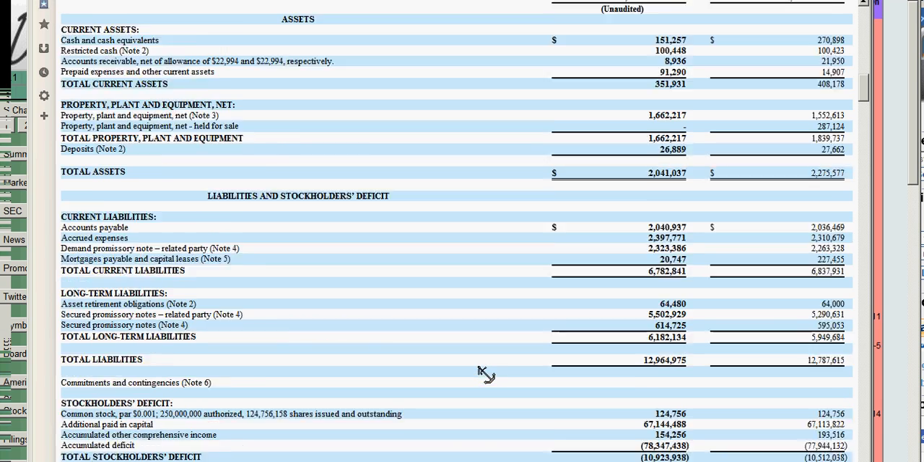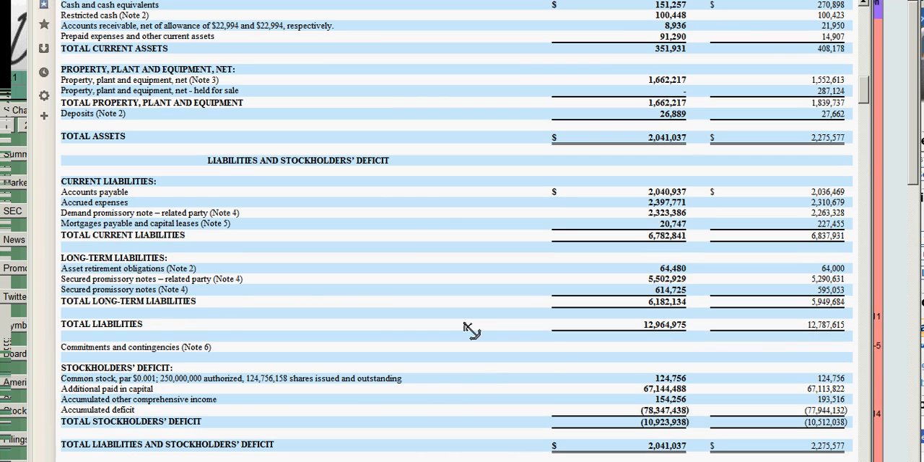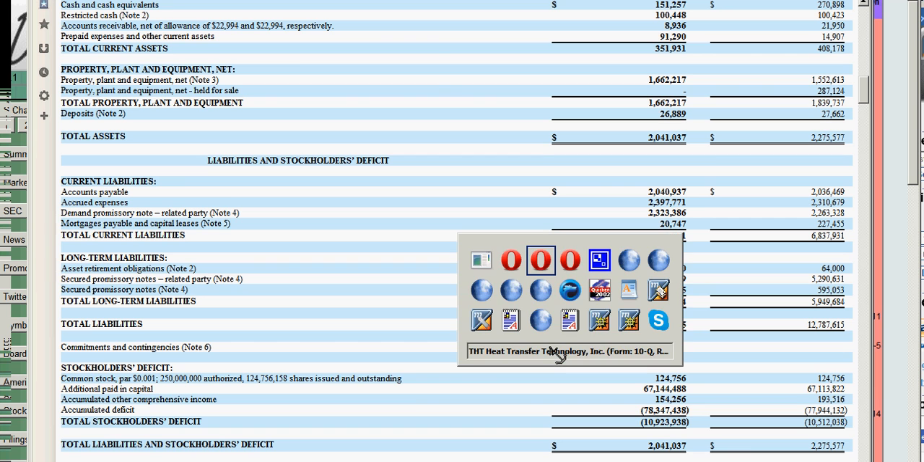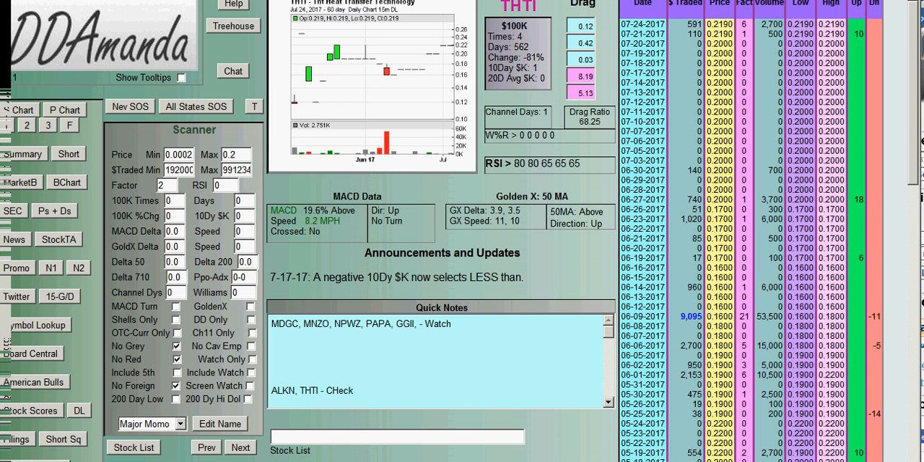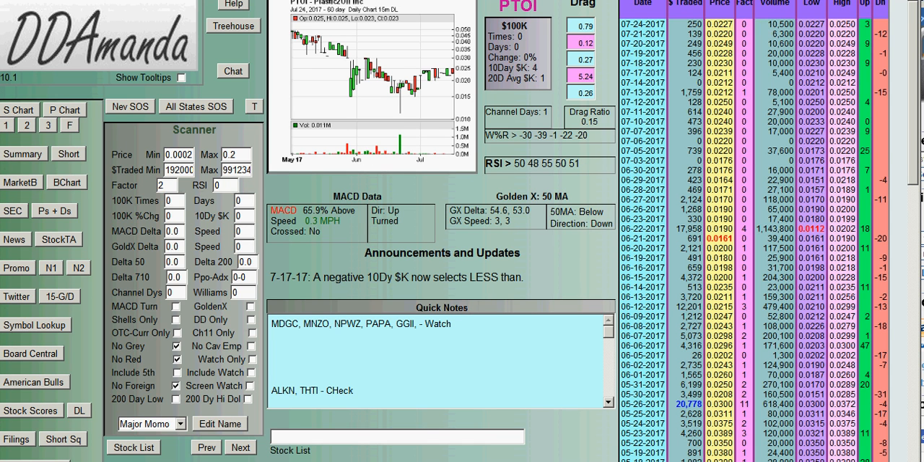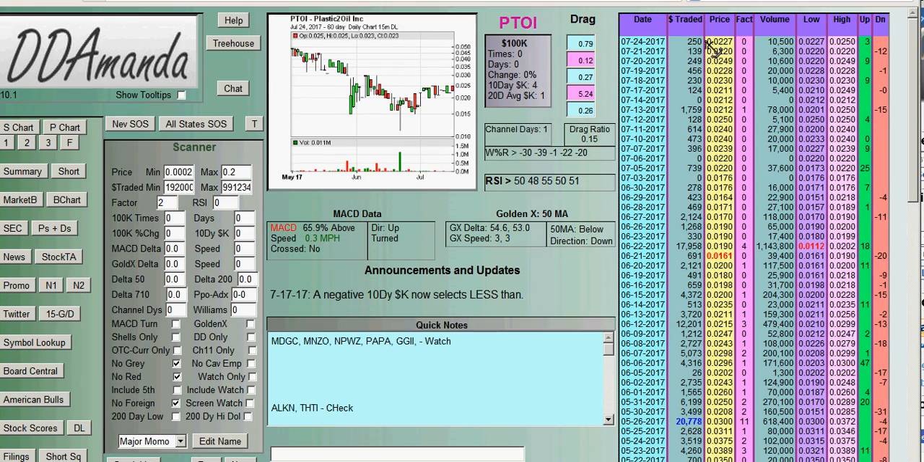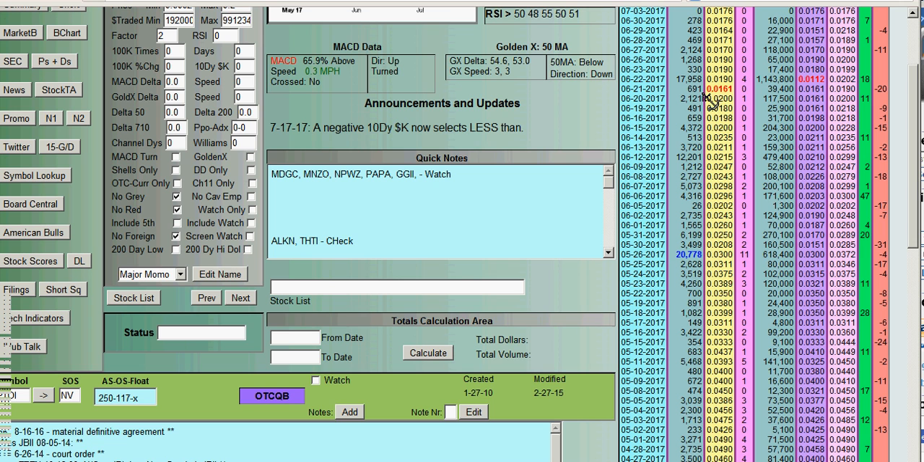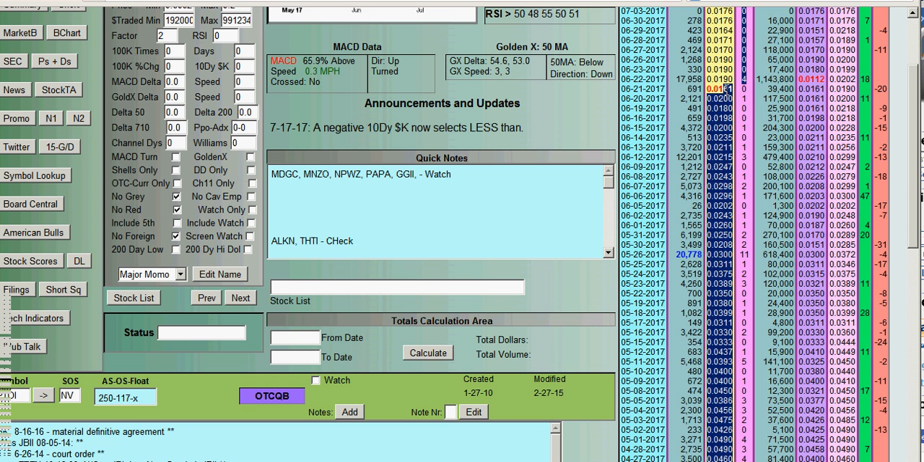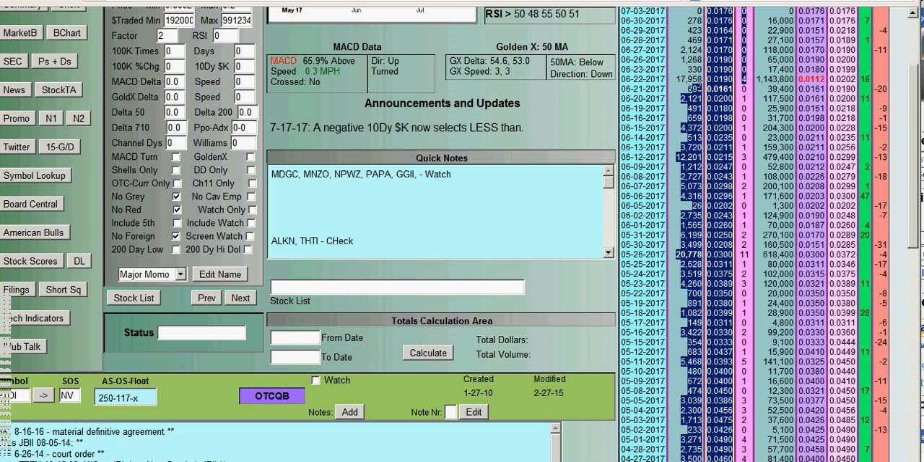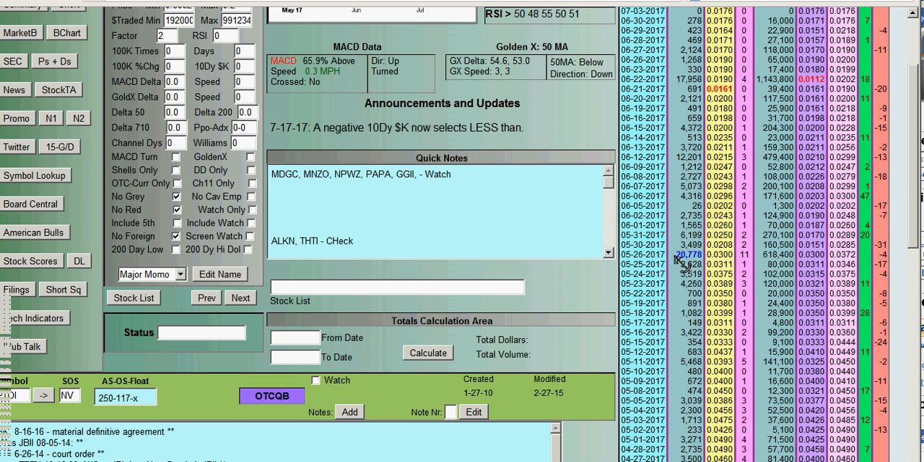This is PTOI, and this company is trading at 2 cents a share. Their 200-day low is 0.0161. The most they've ever traded in 200 days is $20,000, back on May 26th.